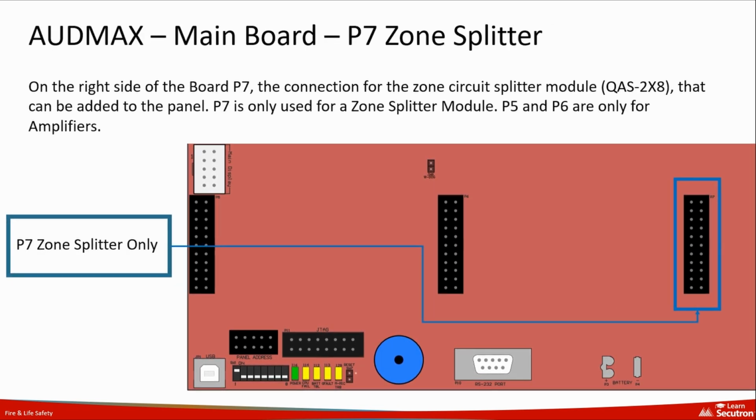The P7 connector on the main board is reserved for the QAS2X8 zone splitter module. This module expands the system's capabilities by providing 8 independently controllable output circuits. It is important to note that the P7 connection is exclusively for the zone splitter module and should not be used for any other purpose.